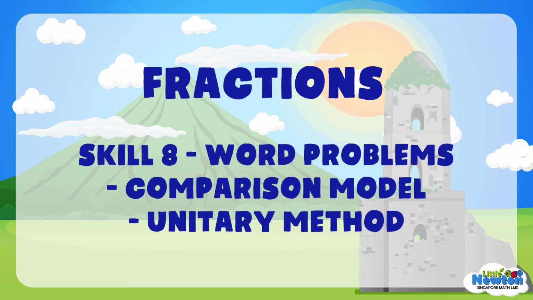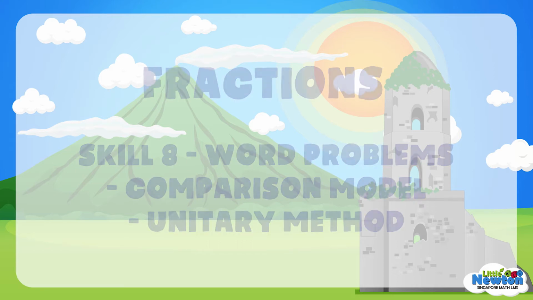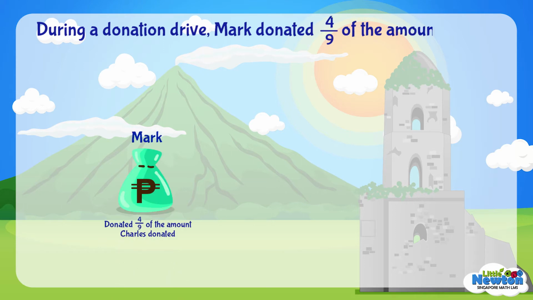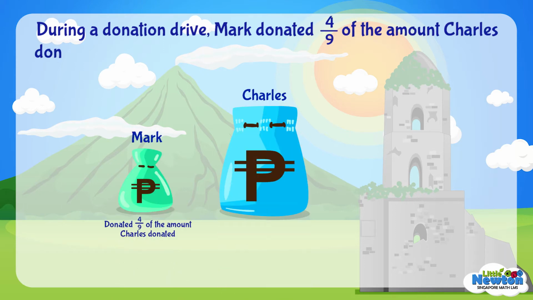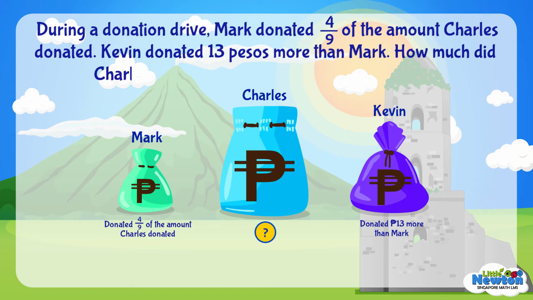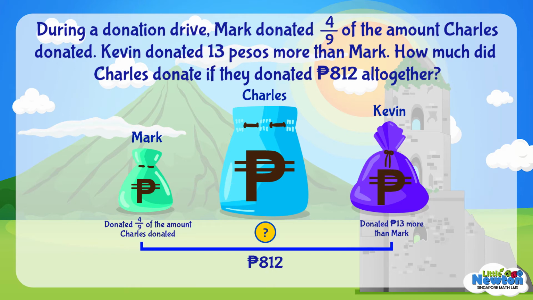Fractions, skill number 8, word problems, comparison model, unitary method. During a donation drive, Mark donated 4/9 of the amount Charles donated. Kevin donated 13 pesos more than Mark. How much did Charles donate if they donated 812 pesos altogether?